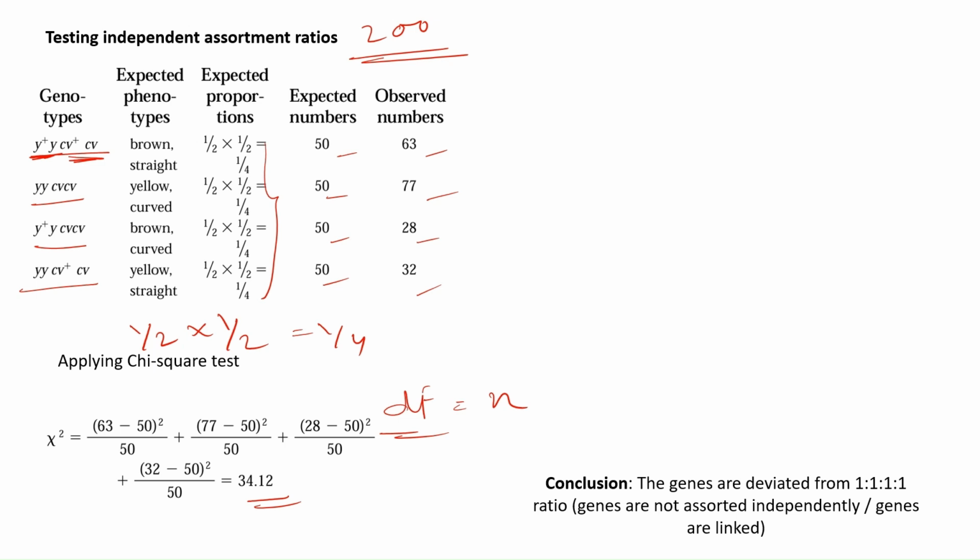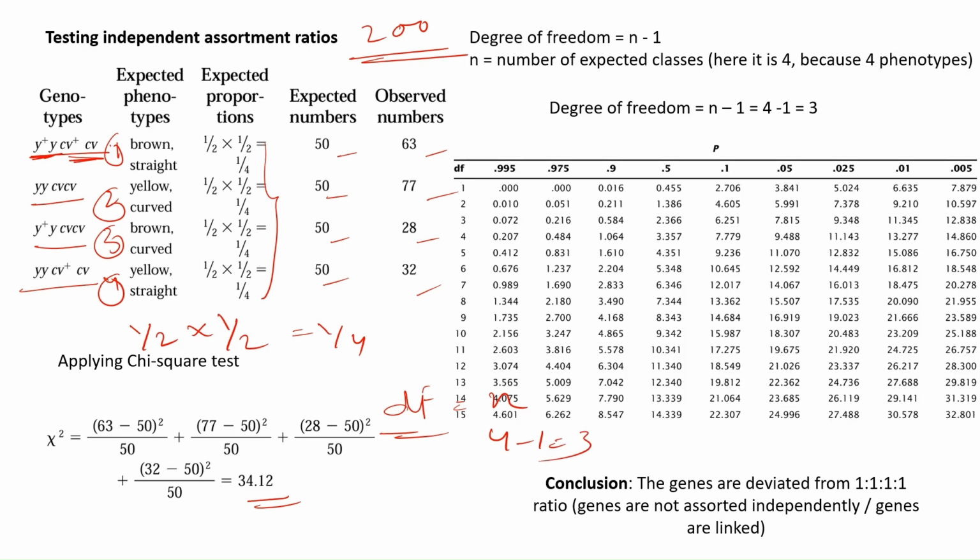How many classes you can see here? Pause the video, think how many expected outcomes are there, and then come back to the video to see the answer. So how many phenotypes? 4 phenotypes. 1, 2, 3 and 4. So N is 4. So 4 minus 1, that is 3. So now which row we have to see? DF3, as you can see here. DF3, this we have to see.